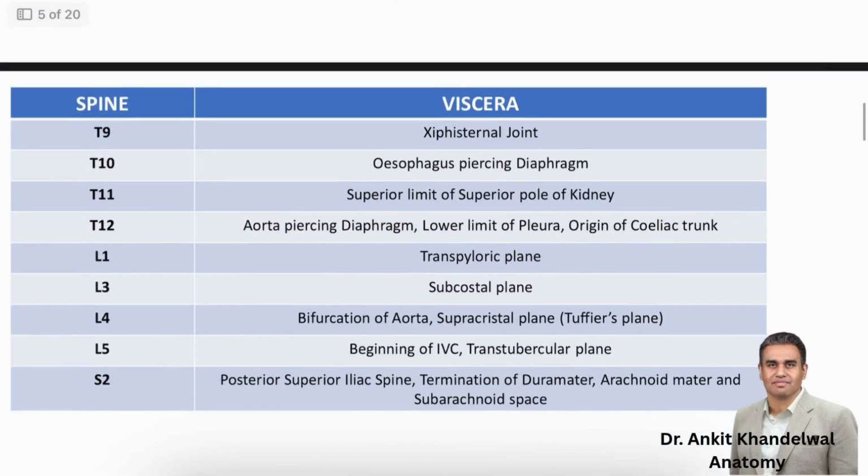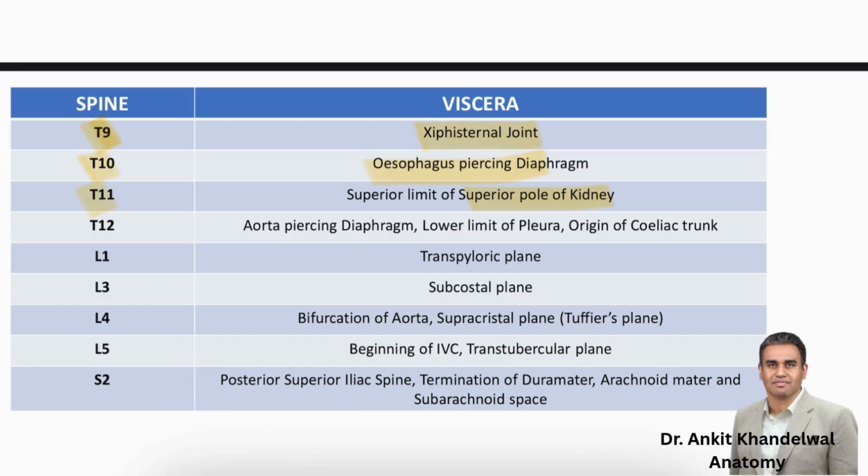As we move to the second table and proceed down, we have the T9 spine level, the xiphisternal joint, which is the lowermost part of the sternum. At T10 we have the esophagus piercing the diaphragm and coming down to form the stomach. At T11 we have the superior limit of the superior pole of the kidney.